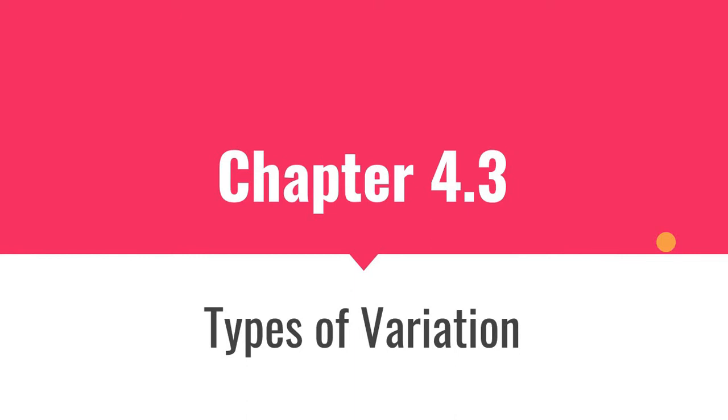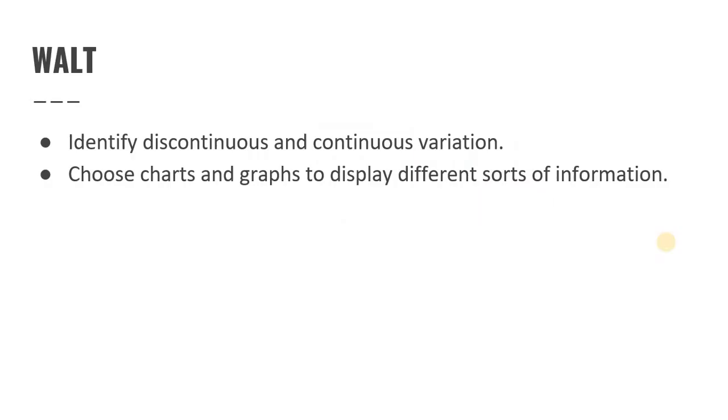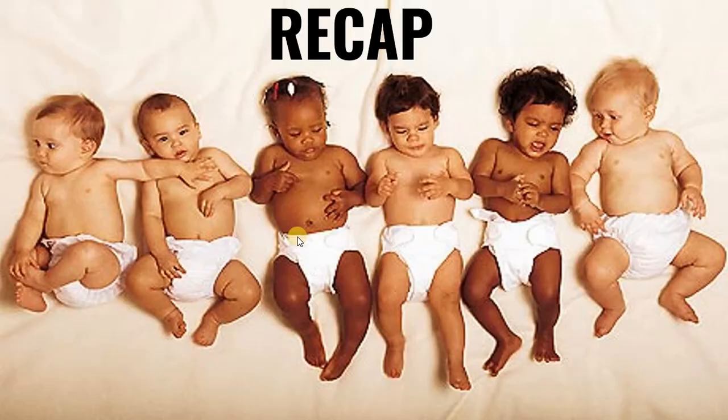Today we'll be looking at chapter 4.3, types of variation. In this chapter, we are learning to identify discontinuous and continuous variation. And we are also learning to choose charts and graphs to display different sorts of information. Before that, let's do some recap session.